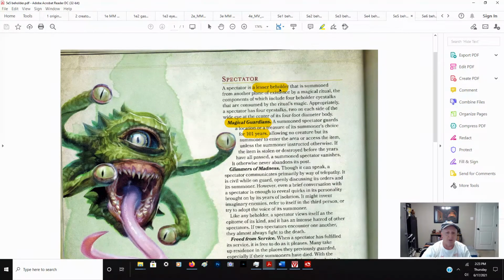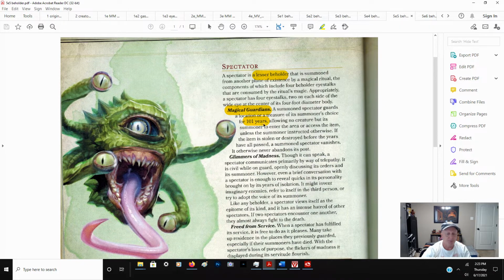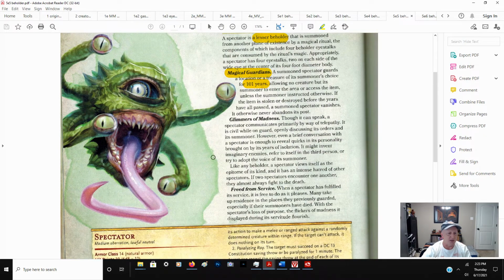But notice they're described as a lesser beholder, sort of like the Eye of the Deep is, and a lot of other variations. These right here are magical guardians, so they can be summoned to guard something for 101 years. And something I thought was very odd about this one was that long tongue. Remember I just mentioned that previous one looked a little bit more amphibian or frog-like.